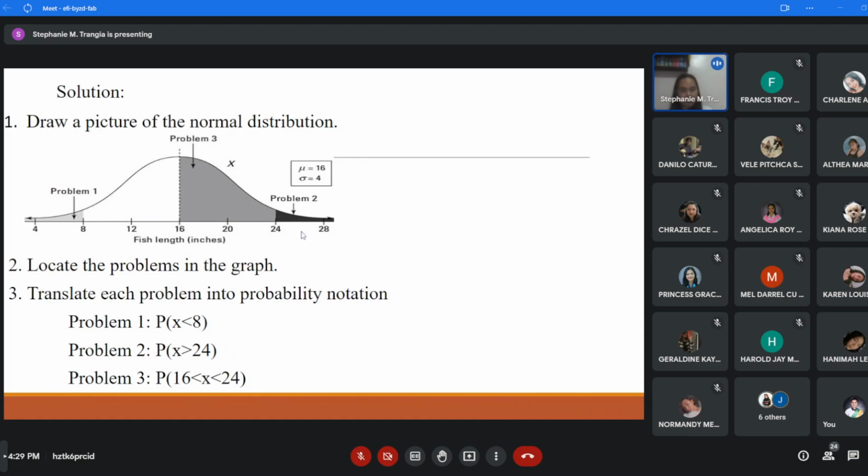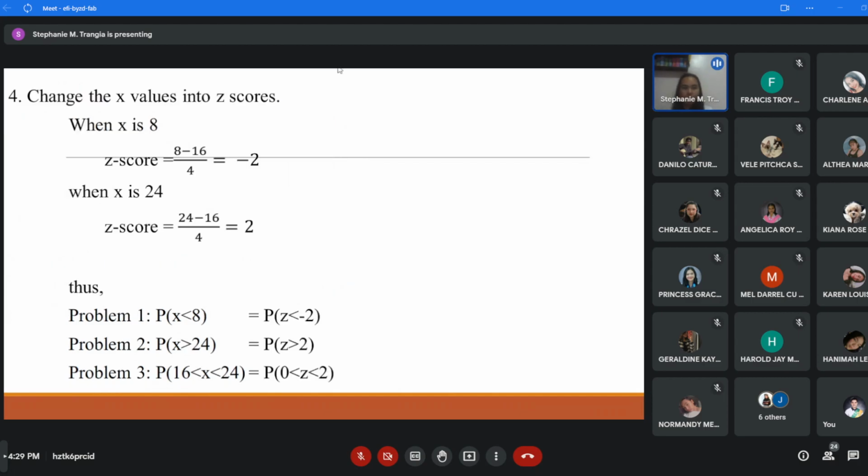So next is to transform the x values into z-scores. So we only have 3 numbers here, 16, 8, and 24. And since 16 is equal to the mean, the 16 becomes 0 automatically. So when x is 8, the z-score is equal to 8 minus 16 divided by 4, which is equal to negative 2. When x is 24, z-score equals 24 minus 16 divided by 4, so it is equal to 2.